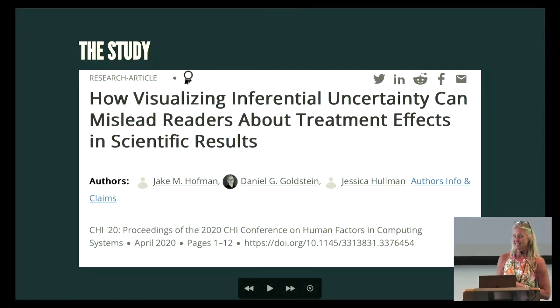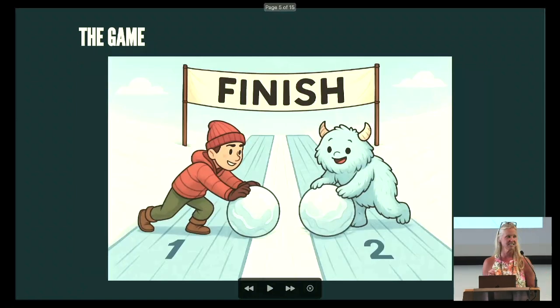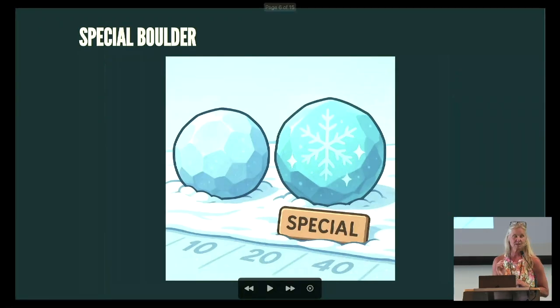The activity uses data from Hoffman and colleagues, which is a study that's on the Open Science Framework. And the study aims to understand how different types of uncertainty visualizations can influence decision making. So study participants competed against Blorg in an ice boulder game, and they had the option to buy or rent a special boulder that might give them an advantage.